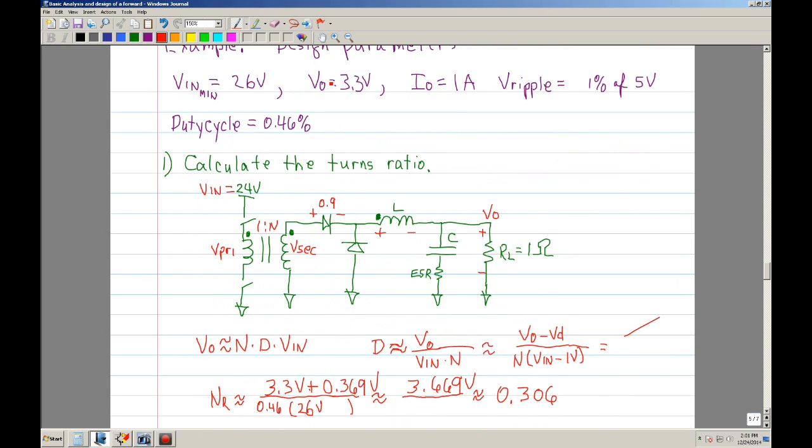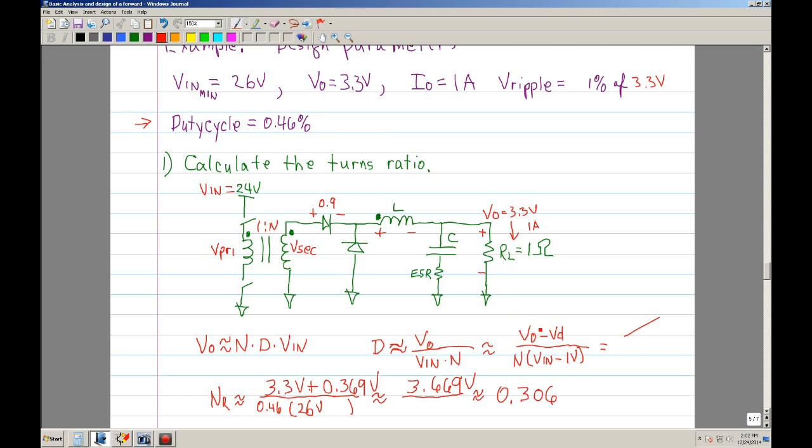I'm going to design for an output voltage of 3.3 volts, which is going to be right here, 3.3 volts, and I want an I out of 1 amp and a ripple of 1%, and it'll be 1% of 3.3 volts. And I'm going to assume a duty cycle of 46%.